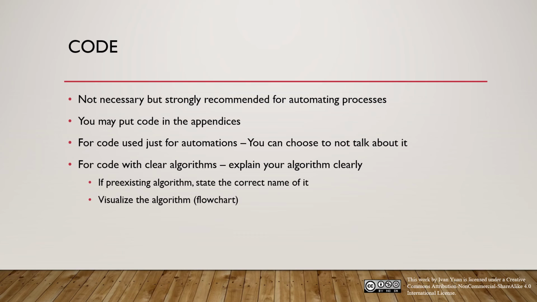If you use it only for automation, you can simply ignore it in your solution paper, because using code is the same as hand calculating, just faster. However, if you clearly use an algorithm, you have to explain your algorithm clearly. If it is a pre-existing algorithm, which is most of the case, you should state the correct name of it. And to help your audience understand the algorithm, visualize it with a flowchart.